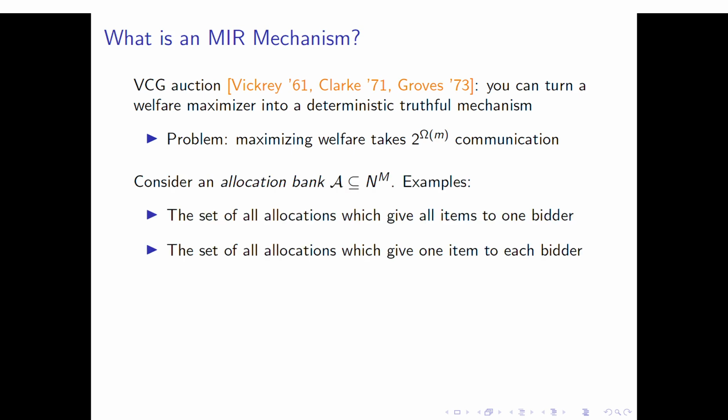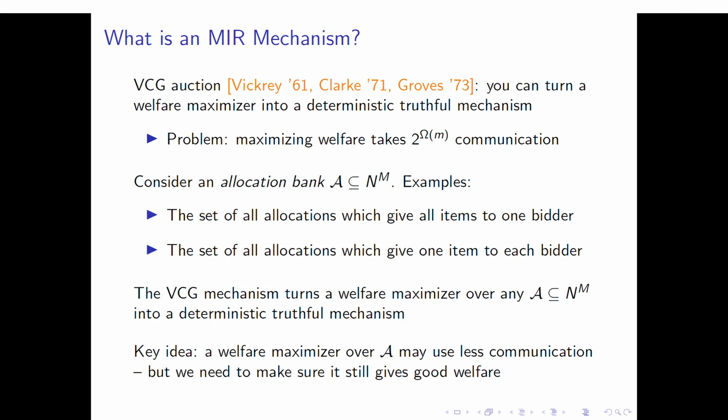Now, suppose that instead of considering the space of all possible allocations, we consider just a subset of the allocations, which we'll call an allocation bank. Some examples might be the set of all allocations which give all the items to one bidder, or the set of all allocations which give one item to each bidder. It turns out that if we have a welfare maximizer over any allocation bank, then the VCG mechanism can turn this welfare maximizer into a truthful mechanism as well.